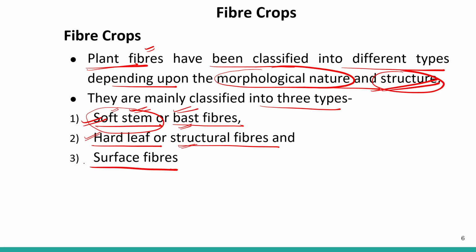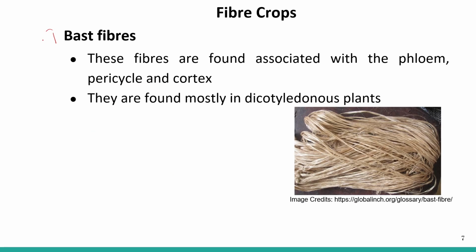And there are surface fibers. We obtain fibers from the surface of the seeds. That is why they are called surface fibers, right? So this is very important: soft stem fibers, or bast fibers, hard leaf or structural fibers, and surface fibers. These are the three different fibers we obtain. So the first one is bast fiber.